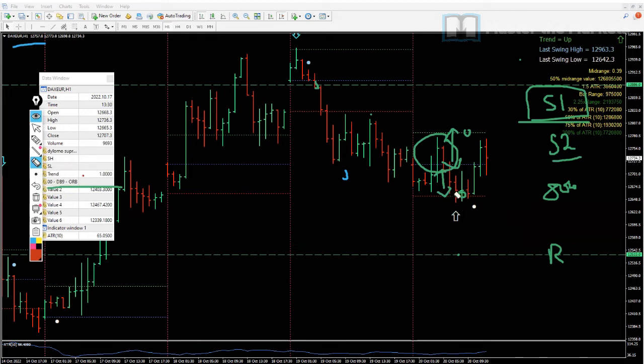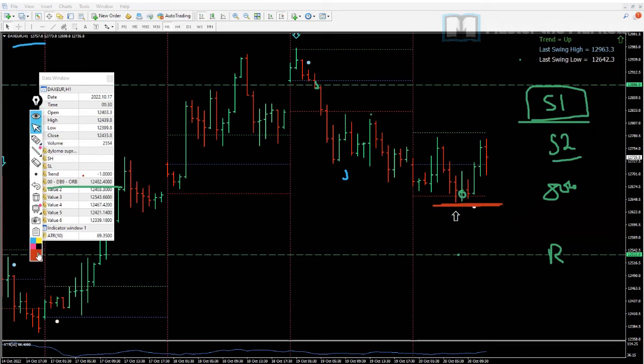However, I don't jump into the trade yet on a short until it takes out my first price point at this level here. Okay, it takes out its lowest point here. Until then, I do not enter on a short.